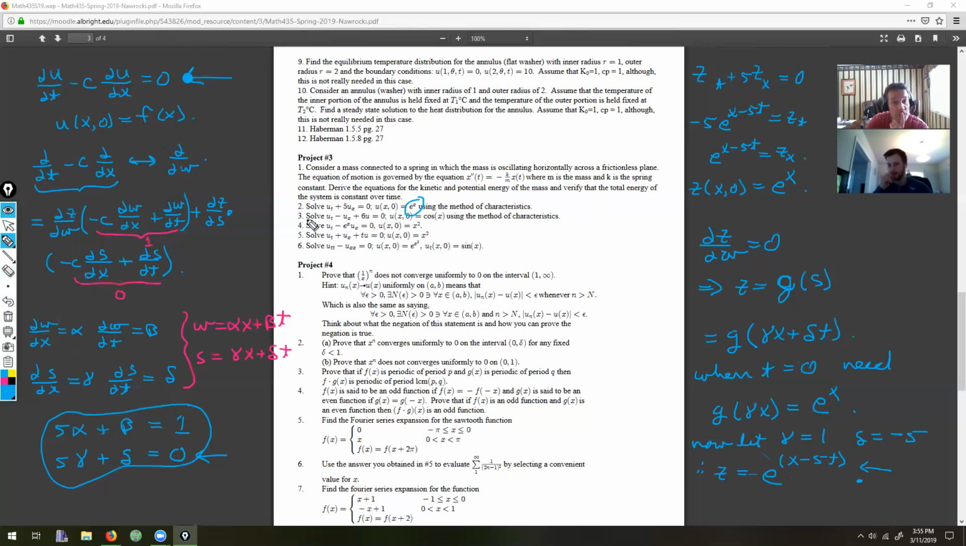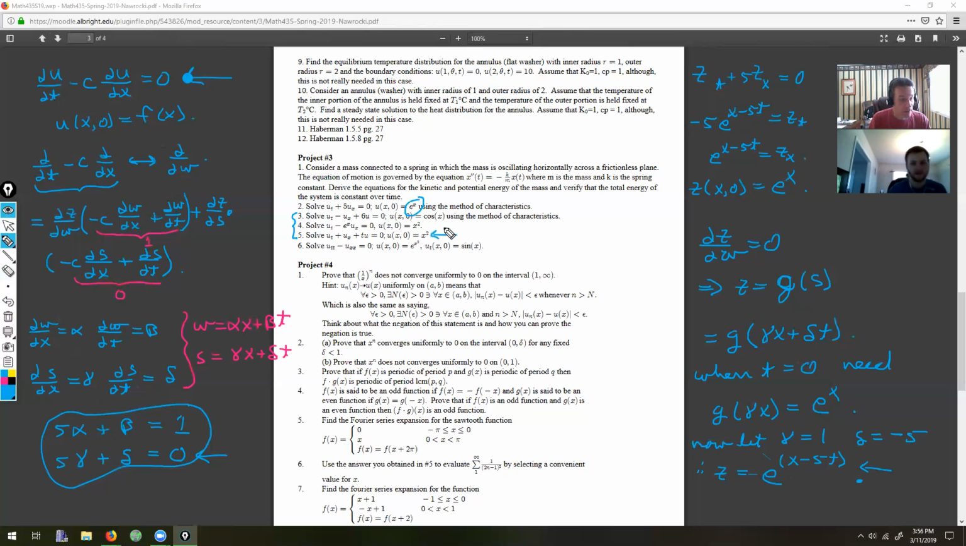Now, you need to do 3, 4, and 5 in a similar manner, okay? We did one very similar in class. We did one that was sort of similar to number 5, except we didn't have a t in front. We did ut plus aux plus b times u. So it's going to be a little different. Give that one a shot, okay?